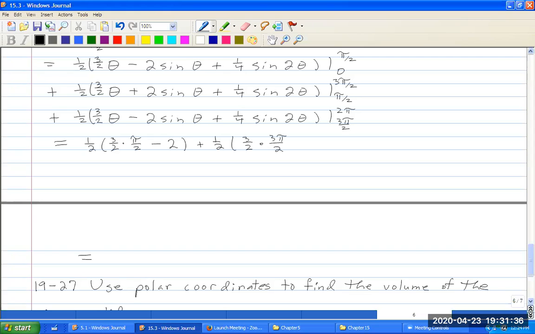Sine of 3 pi over 2 is minus 1. Sine of 3 pi is 0. Pi over 2, so minus. Plug in pi over 2, so that's 3 halves. Plug in pi over 2, so that's 1. So I'm subtracting. Plug in pi over 2, that's 0. Plus 1/2.